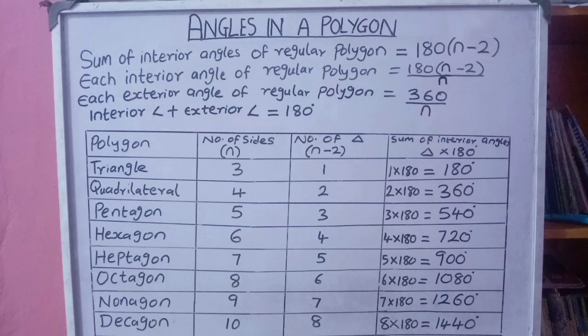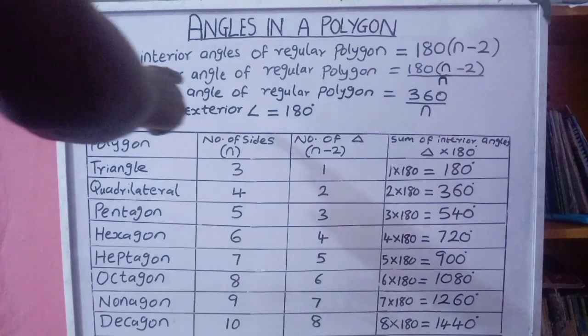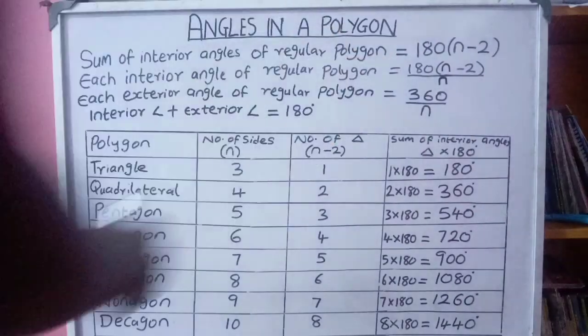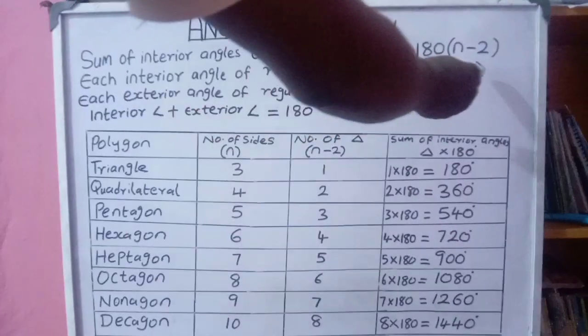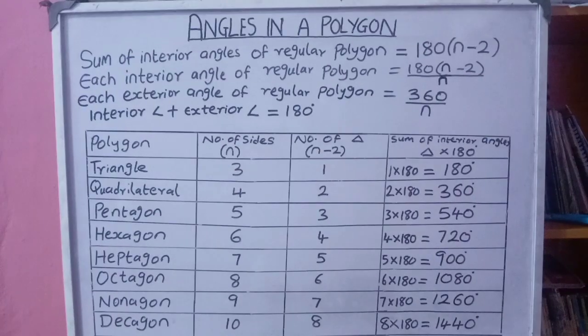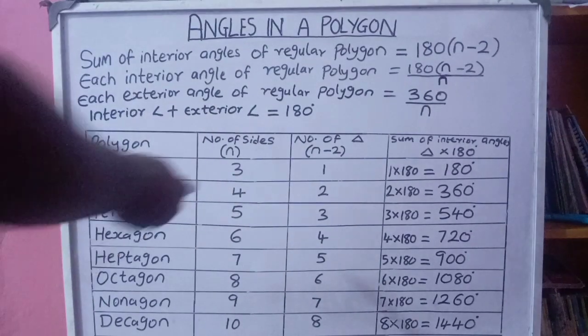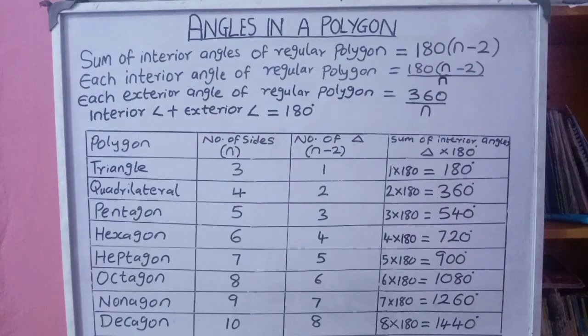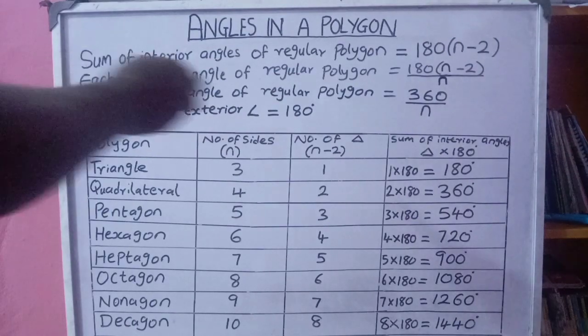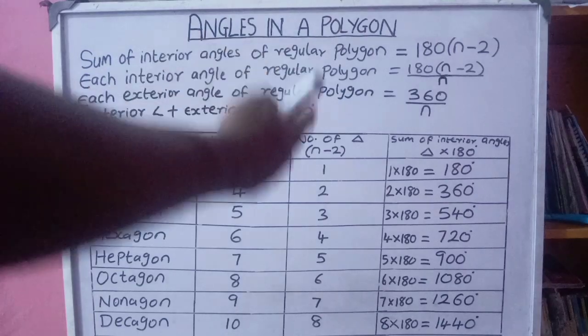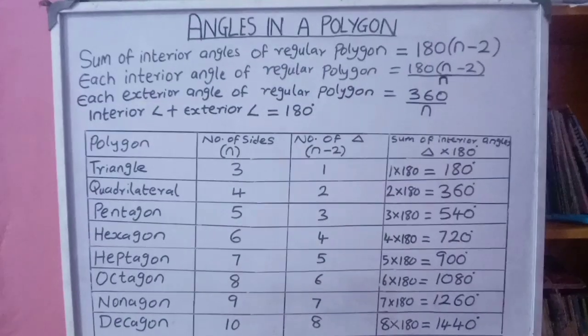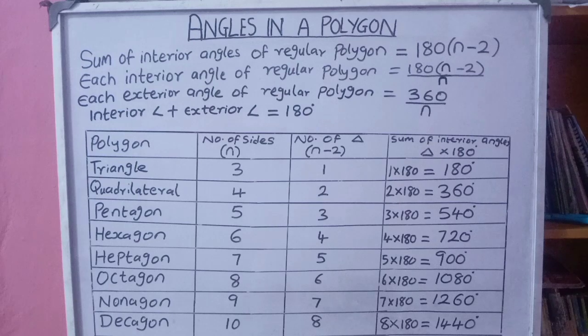Then each interior angle of a regular polygon. Remember what I said about regular? Regular means that each of the angles are equal in measure. So each interior angle of a regular polygon, the formula is 180(n minus 2) all over n, where n represents the number of sides of that particular polygon. Like in the case of a triangle, it has 3 sides, so we substitute 3 in place of n. Then each exterior angle of a regular polygon, the formula is 360 divided by n. n still represents the number of sides of the polygon.